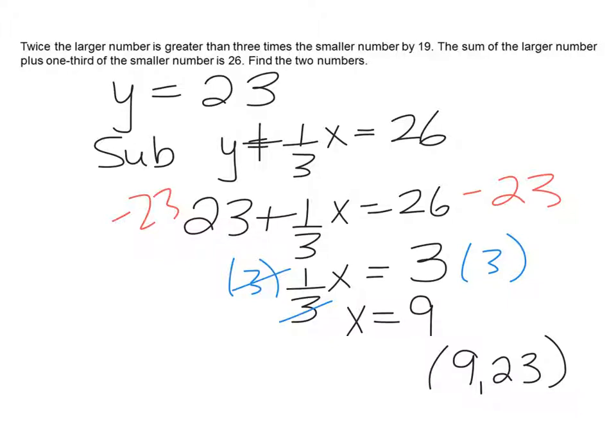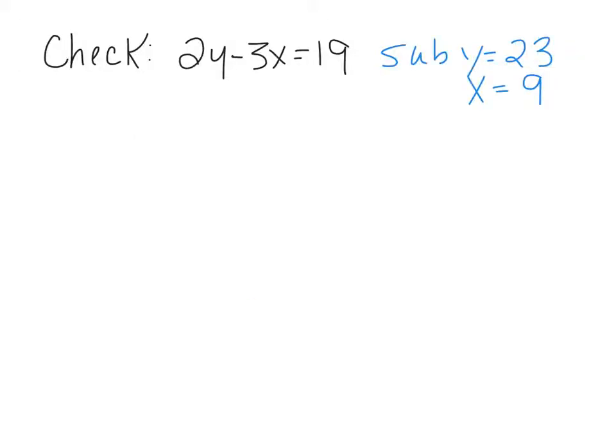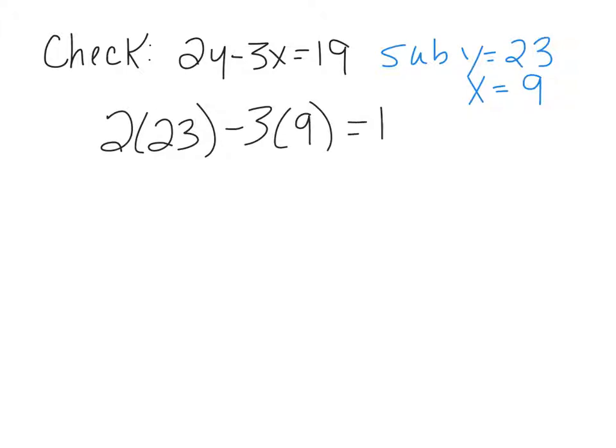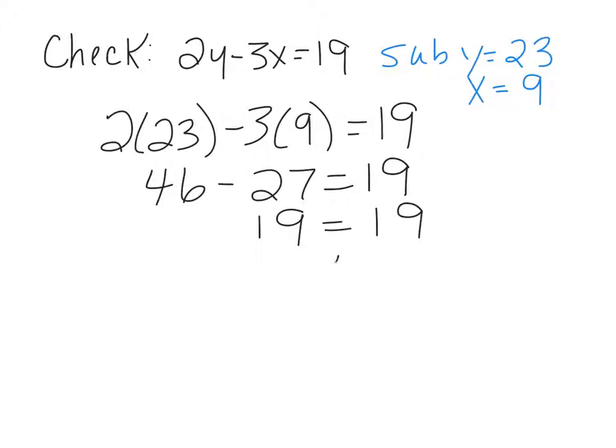But before we answer our question, for sure, we want to go ahead and check. So we're going to substitute our y and our x that we found into our second equation. So we have 2 times 23 minus 3 times 9 is equal to 19. 2 times 23 is 46. And 3 times 9 is 27. 46 minus 27 gives us 19. Right side is equal to the left side, so we know in fact that we are correct in our answer of x is equal to 9 and y is equal to 23.